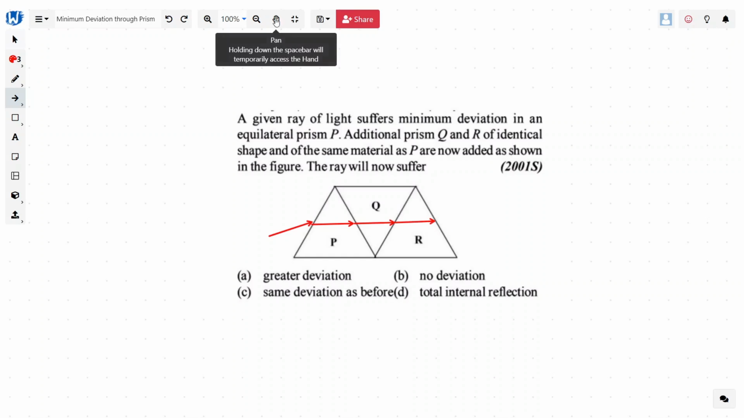So what it means is that the ray of light, because it's passing parallel, there is going to be no change in the deviation, and so the answer is same deviation as before. Because earlier this deviation was this angle, and now it is again the same, because it's passing just parallel to this. So the answer is C, same deviation as before.